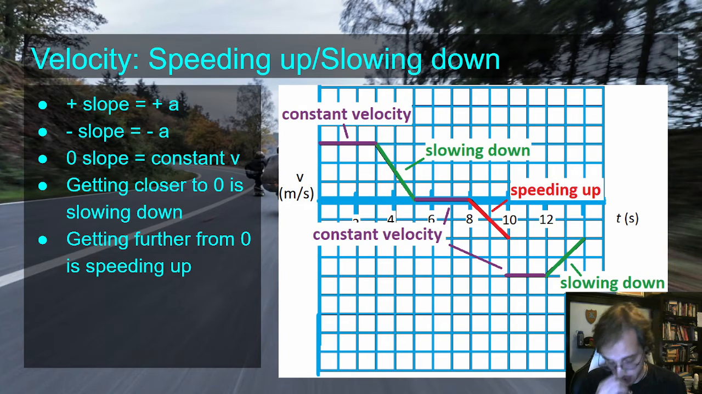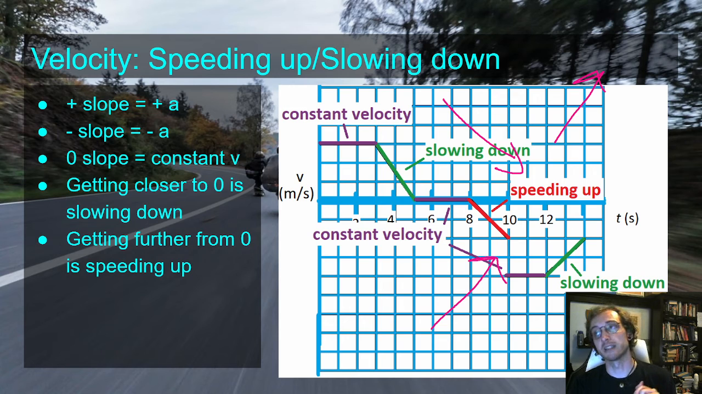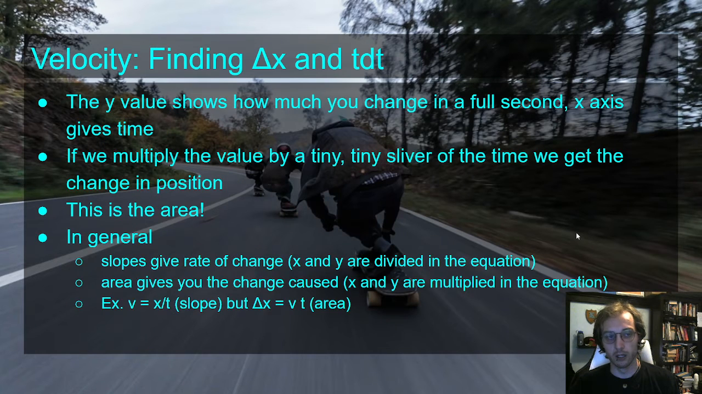So, in particular, 0 is the slowest you can go, right? You're not moving. So if your velocity is getting closer to 0, either by doing this or by doing this, that means that you're slowing down. If your velocity is getting further from 0, either by doing something like this or something like this, that means that the object is speeding up.